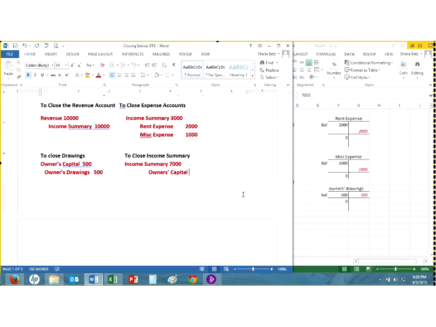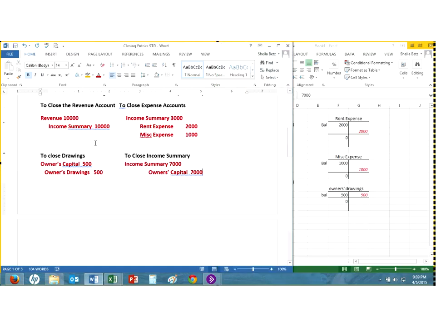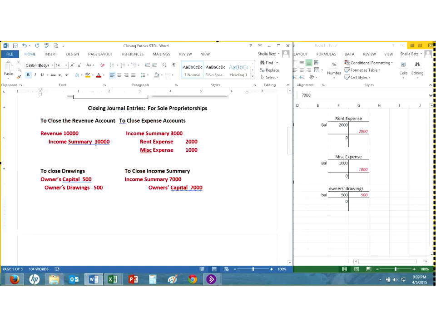So what we just did here is increase the owner's capital account, which is the investment the owner has in his business, by $7,000. This is good. So we moved profit to his business. And that is the set of closing entries.